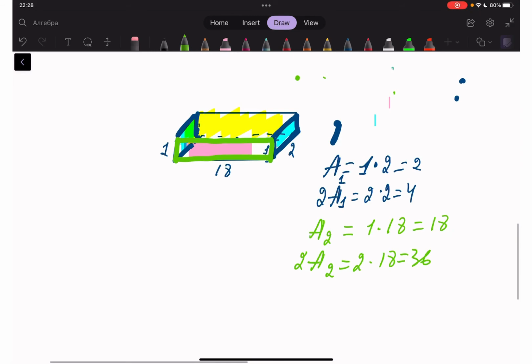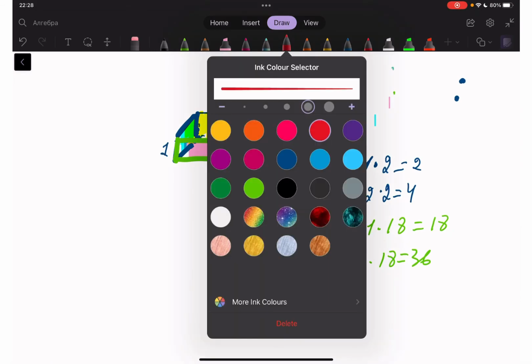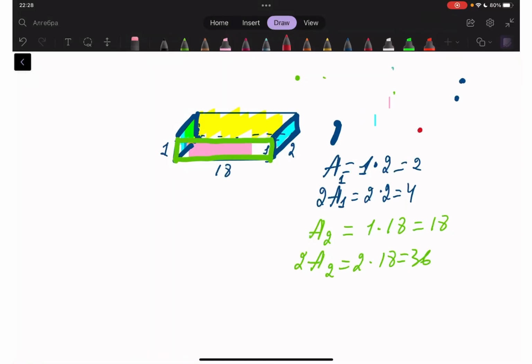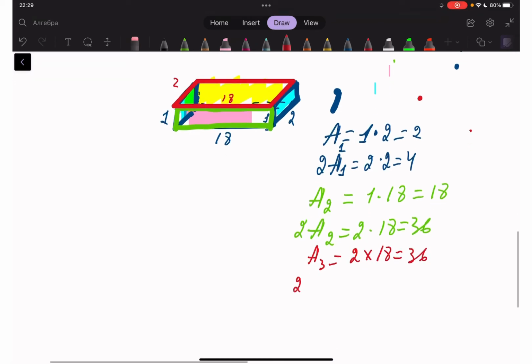And the third one, I'm going to use red color, thick, this top, and 1 at the bottom, right? So what do we have? 18 and 2, correct? This is going to be 2, and we have already 18. So A3 is going to be 2 times 18. It's going to be 36. And 2 of them, it's going to be 2 times 36. It's going to be 72.